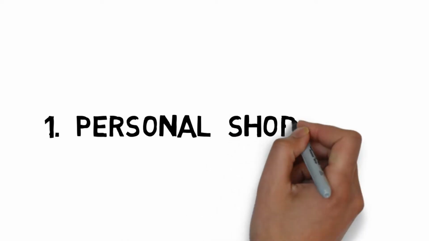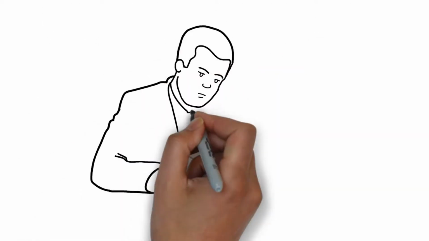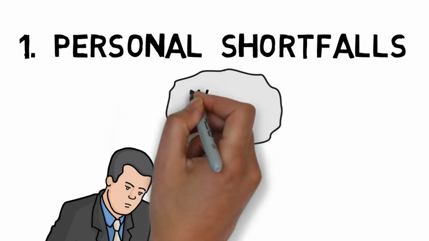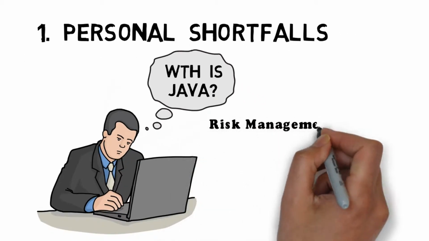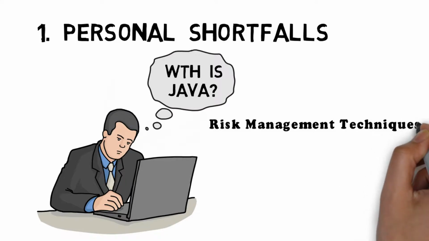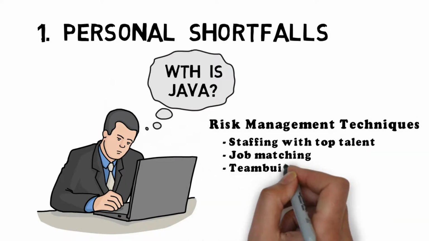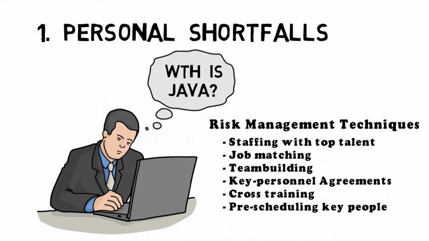First, personnel shortfalls, or lacking the forces to do something. It could also mean that you don't have the right people assigned for a position or for a project. For example, you assign a programmer without knowing that that guy doesn't know how to program or code. That's a defect and surely takes risk. So, these are the countermeasures for this kind of risk: staffing with top talent, job matching, team building, key personnel agreements, cross-training, and pre-scheduling key people.